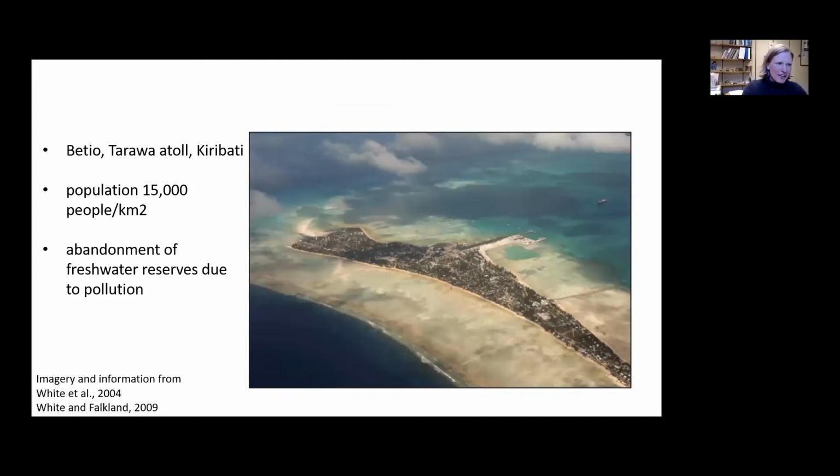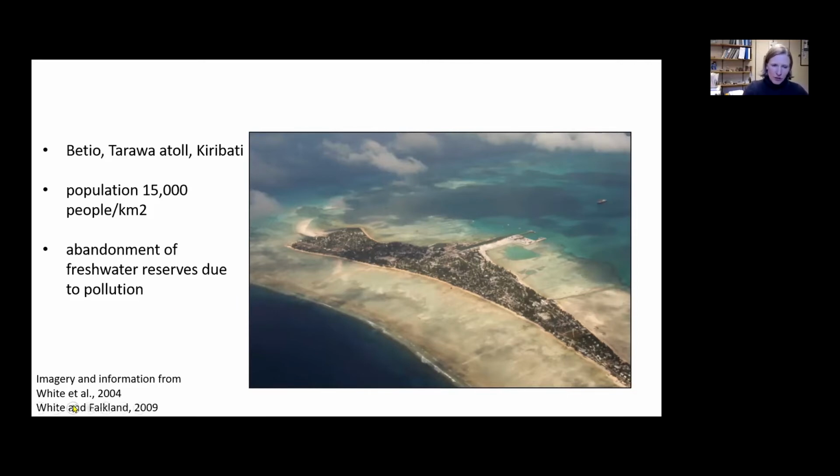Okay, so here is an example from Batia. This is a small island in the Tarawa Atoll, so way over to the western portion of the country. And as of 2009, when this article was written about this particular location, this island was becoming uninhabitable due to polluted freshwater reserves. So despite the fact that we have 15,000 people per square kilometer on a strip like this, there's no way to sustain life when you have to abandon freshwater reserves due to pollution.